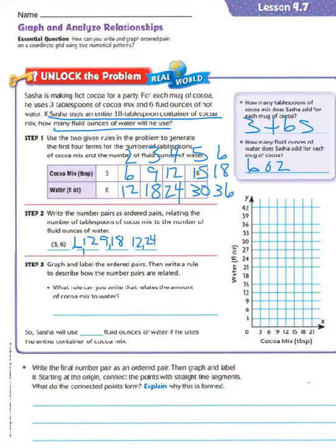Now we can keep going for 5 and 6 mugs of cocoa. So for 5 mugs of cocoa, it would be 15 tablespoons of cocoa mix to 30 fluid ounces of water. For 6 mugs of hot cocoa, it would be 18 tablespoons of cocoa mix to 36 fluid ounces of water. Now our next step says to graph and label the ordered pairs. Then write a rule to describe how the number pairs are related.